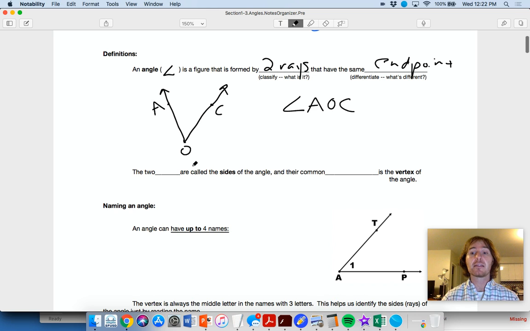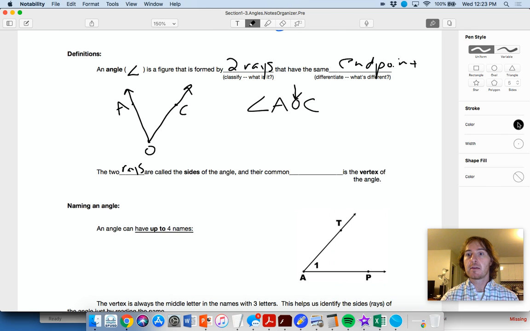So this tells us that a lot of angles get named through 3 letters, one of which is an important letter in the middle. We're going to talk about this one in a second, what O is for this particular diagram. So in this diagram here, we have an angle AOC. The 2 rays are called the sides of the angle themselves here.